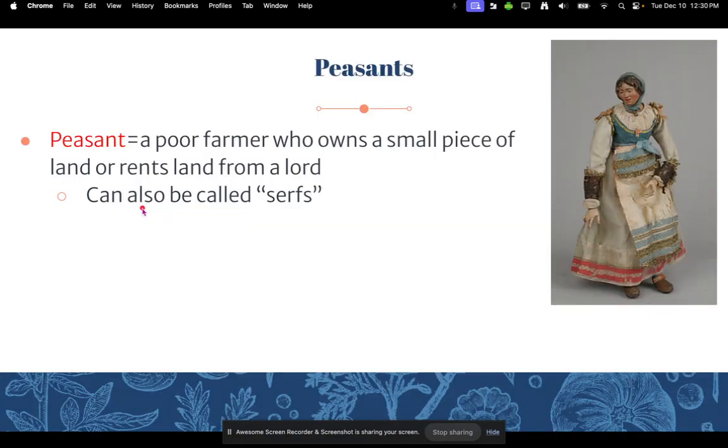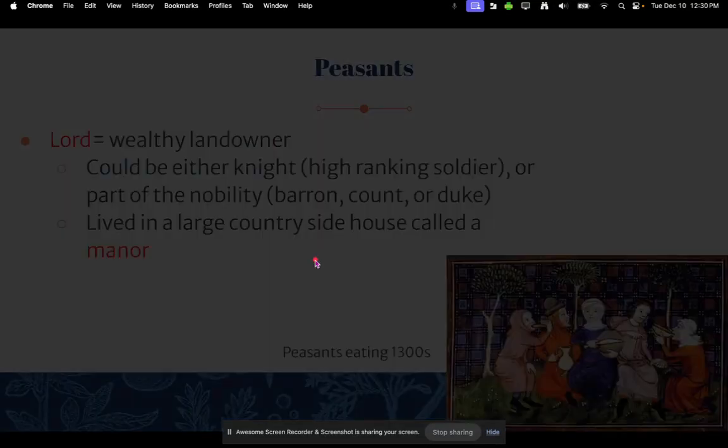Peasants are poor farmers who own a small piece of land or rent it from the lord. They can also be called serfs. So if you're ever reading or watching a YouTube video or something, and you hear the word serf, serfs and peasants are the same thing.